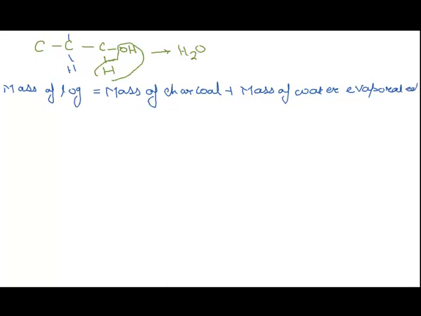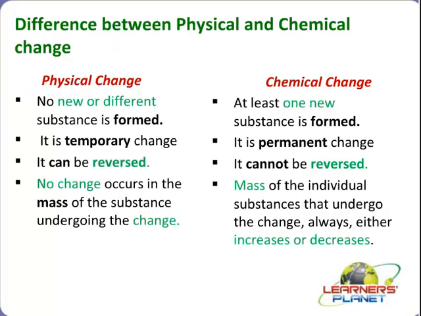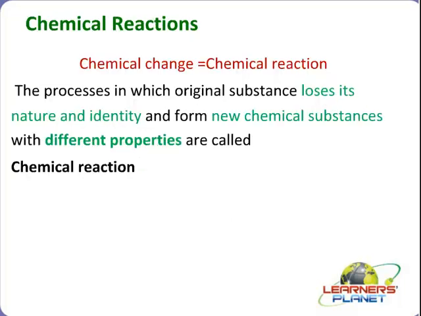Got my point? So, the total mass remains conserved. But if I check the mass of charcoal, it is decreased. Right? So this is about the differences between physical and chemical change. Now let's discuss why these chemical changes occur.